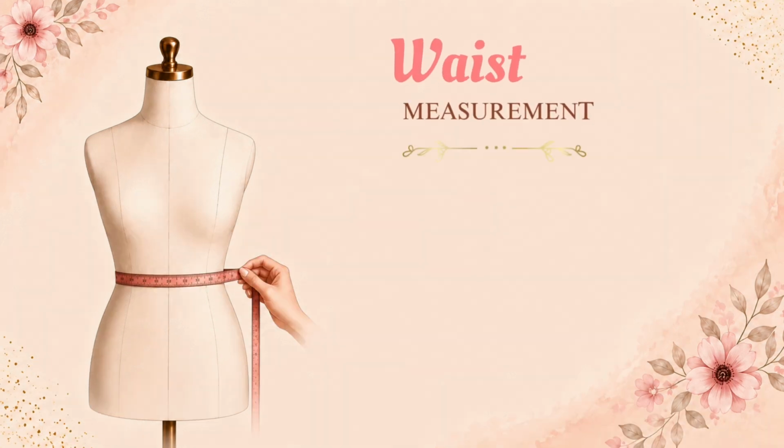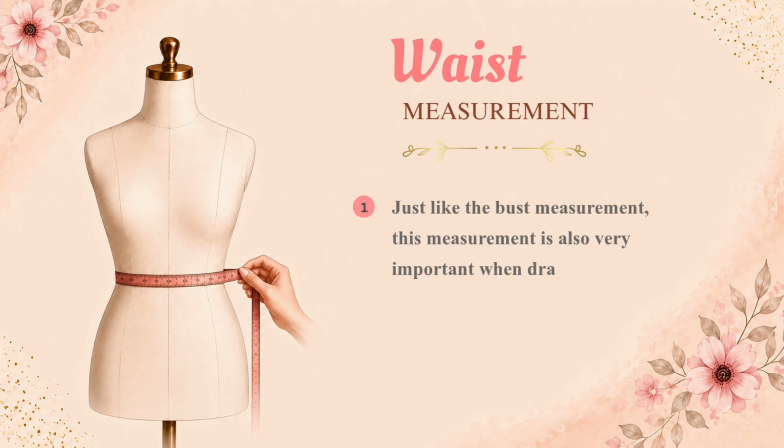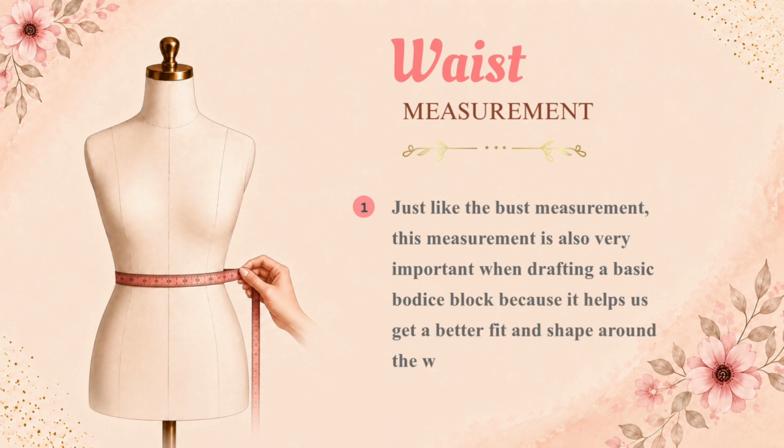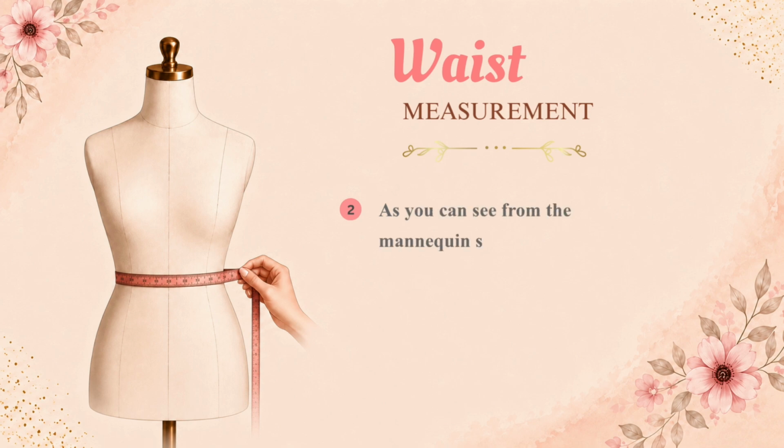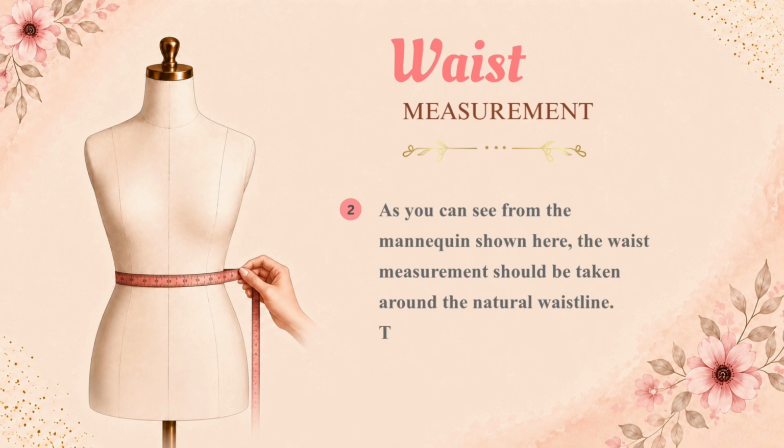Next, let's look at how to take another very important measurement, the waist measurement. Just like the bust measurement, this measurement is also very important when drafting a basic bodice block because it helps us get a better fit and shape around the waist area. As you can see from the mannequin shown here, the waist measurement should be taken around the natural waistline. This is usually the narrowest part of the waist area.